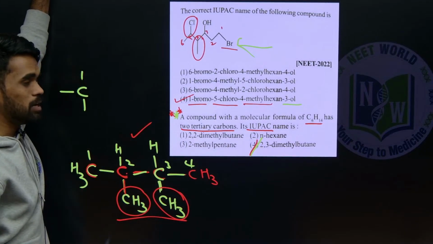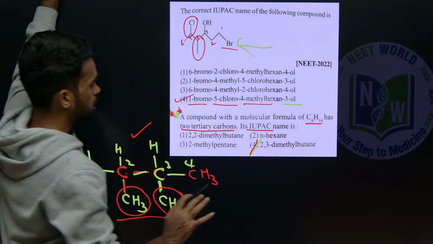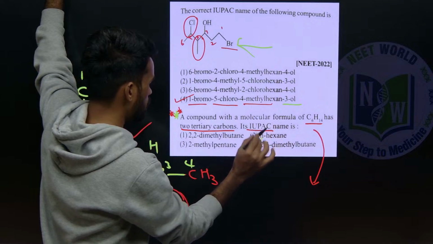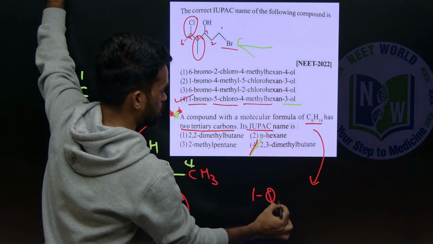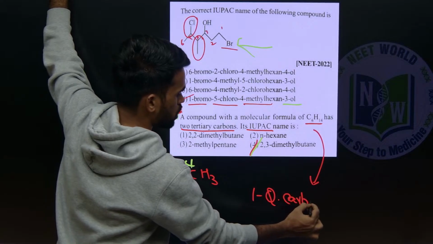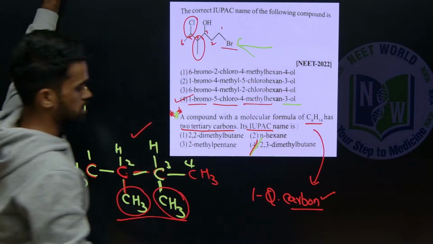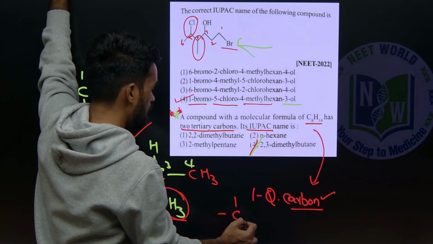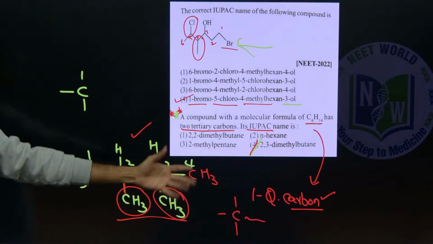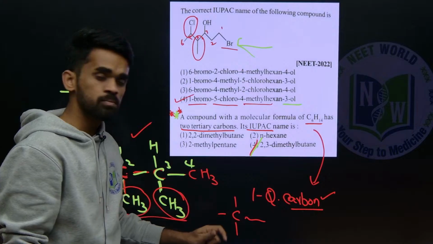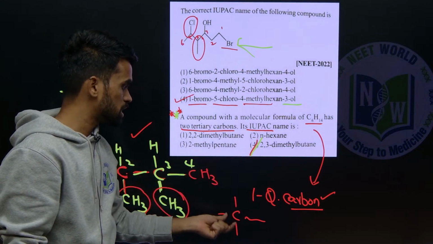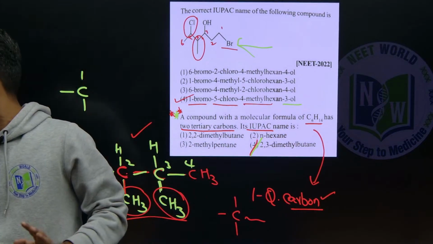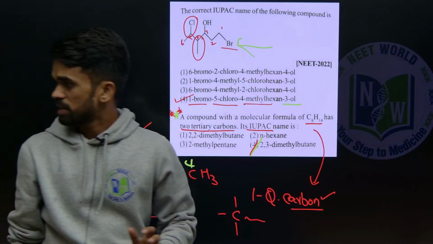Okay. Now I can make one more question with the same molecular formula. Now tell me the compound with the same molecular formula having one quaternary carbon. How many quaternary carbons? 1 quaternary carbon. You need to construct it. Quaternary carbon means the central carbon must be surrounded with 4 other carbons. Now based on this, you tell me what is the IUPAC name that comes when you construct a compound having 1 quaternary carbon with this molecular formula C6H14. Okay, then next.